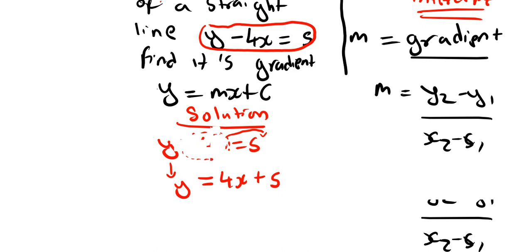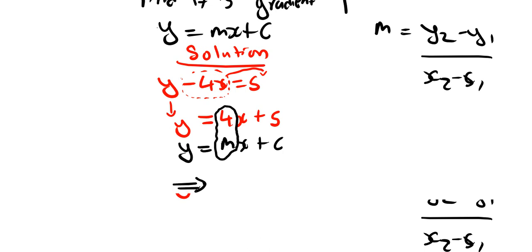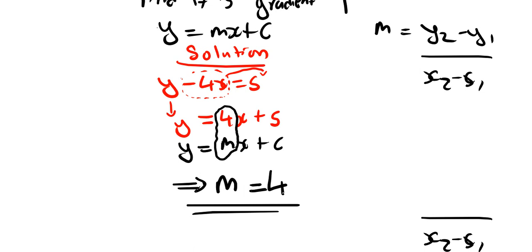Just by having that, it's very easy for us to extract the gradient, because now this equation is already fitting the orientation of the equation of a straight line, which is mx plus c. In this case, our gradient is 4 because this is matching. So this implies that m is equals to positive 4. Like that, it's very easy. You have determined the gradient and boom, you're good to go.